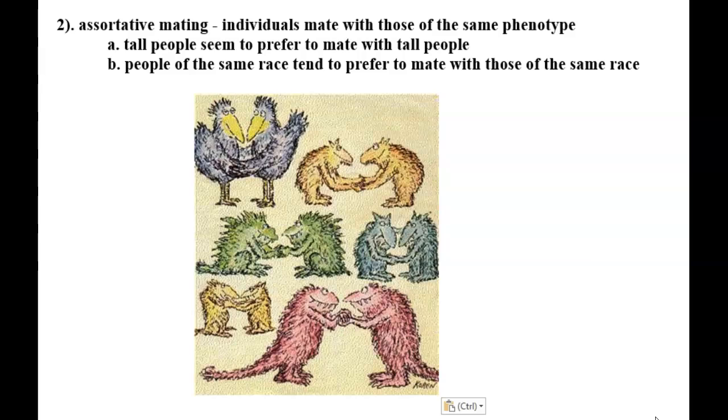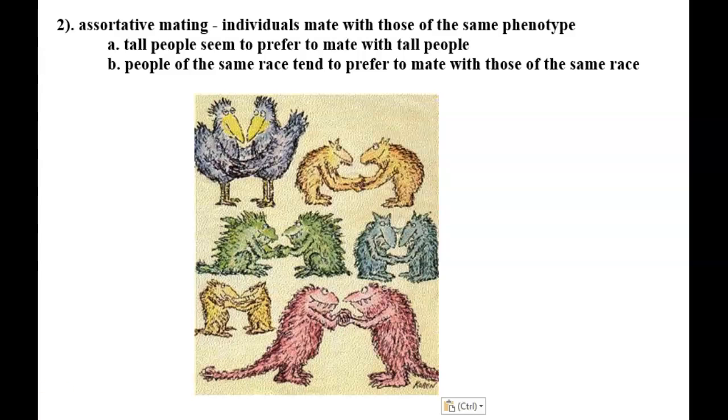Also, another violation of random mating is something called assortative mating, where individuals mate with those of the same phenotype. Some type of preference. Tall people seem to prefer to mate with tall people, or maybe the opposite. People of the same race, same background, they tend to prefer to mate with those of the same race or the same background.